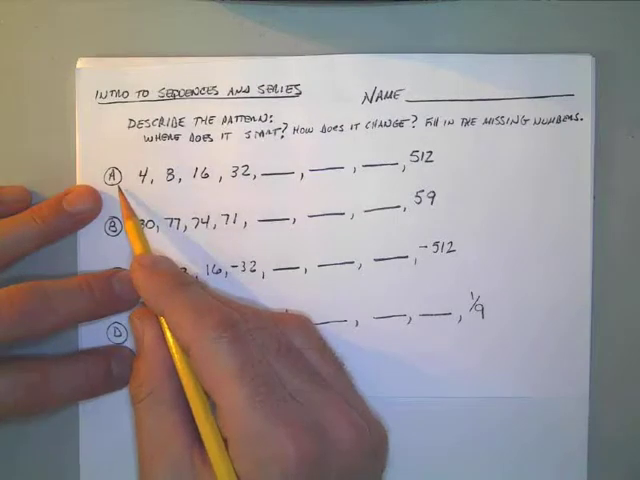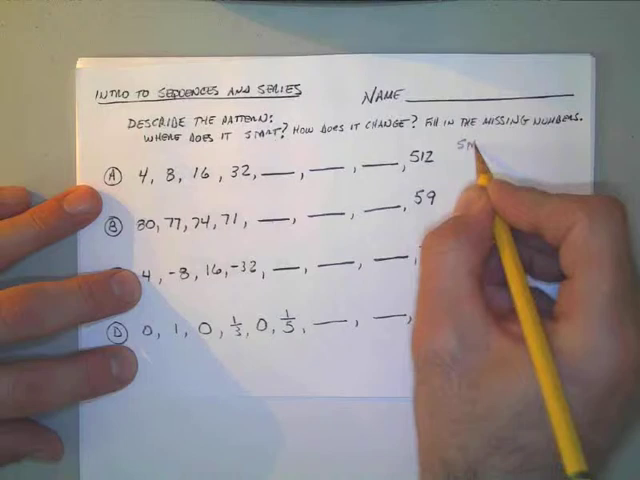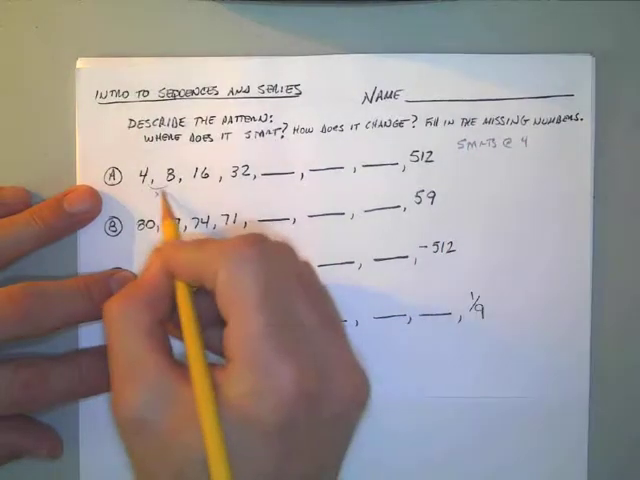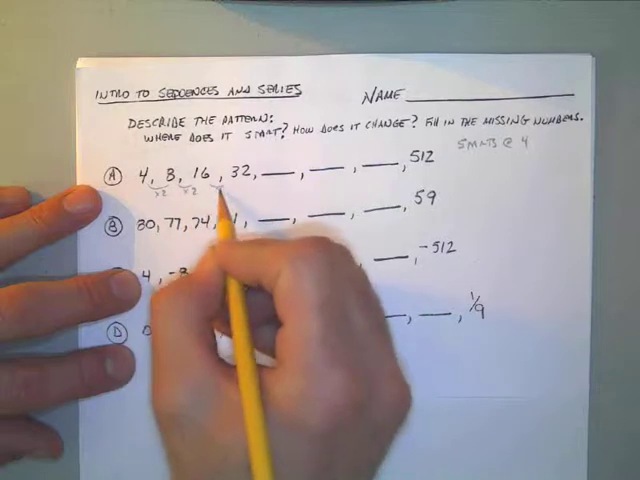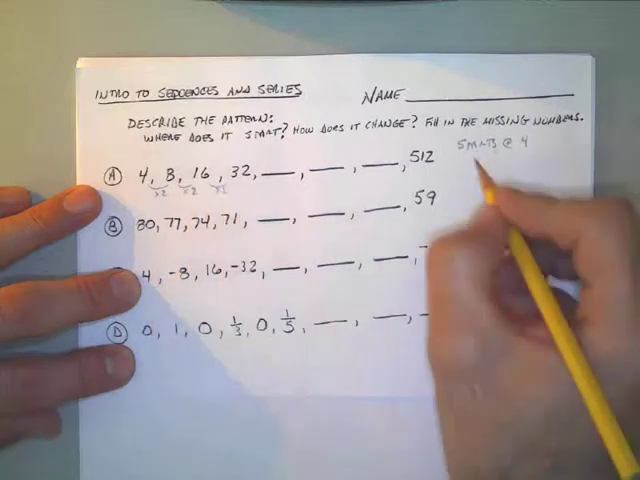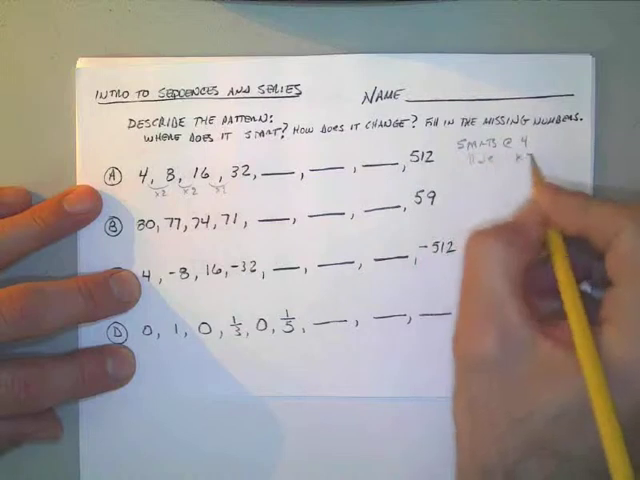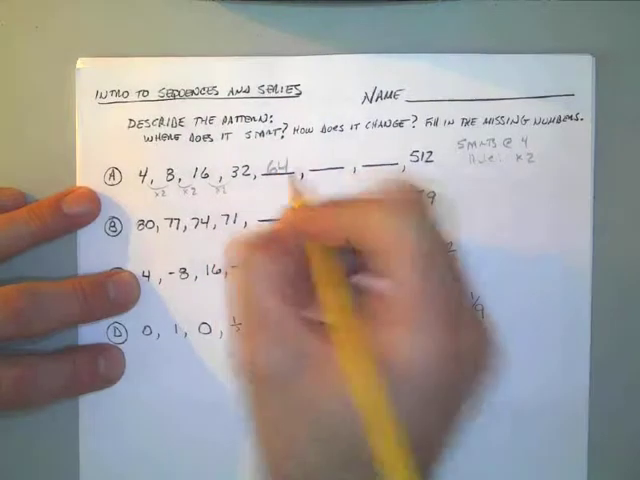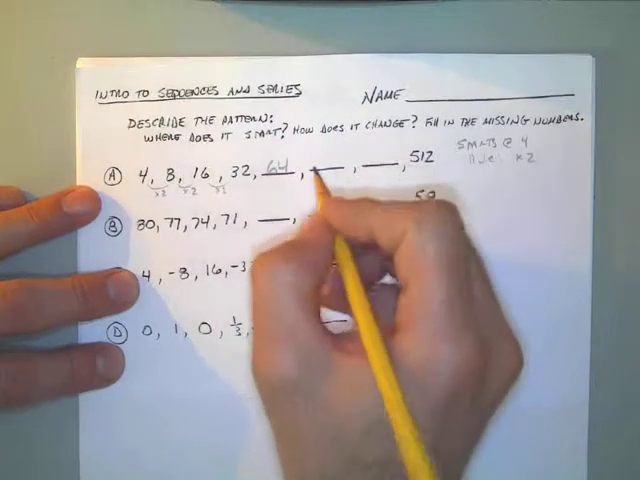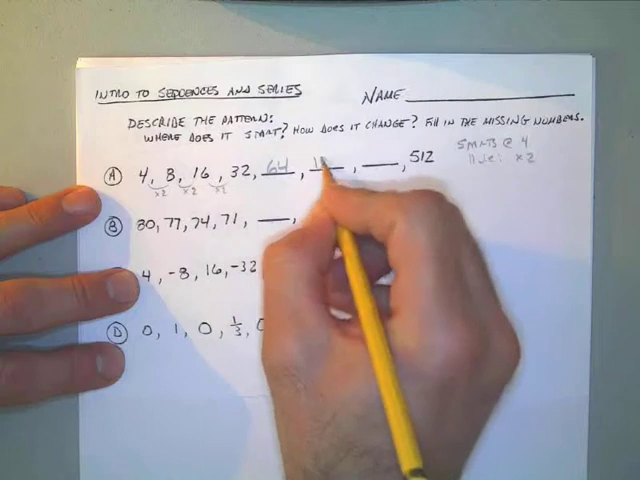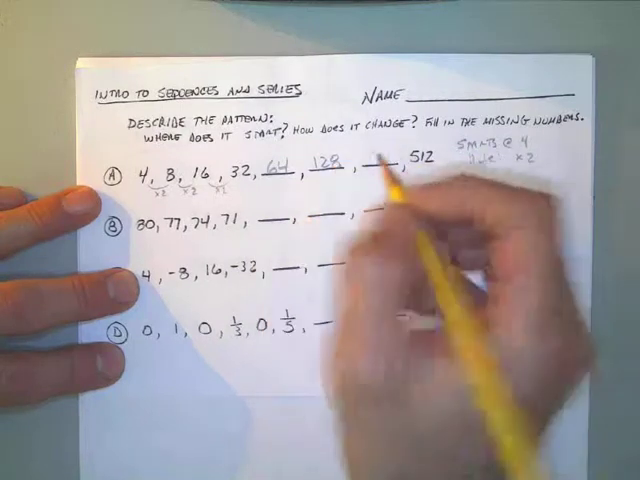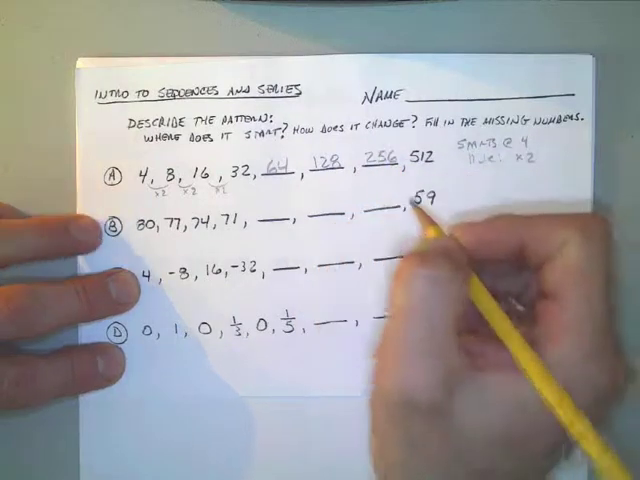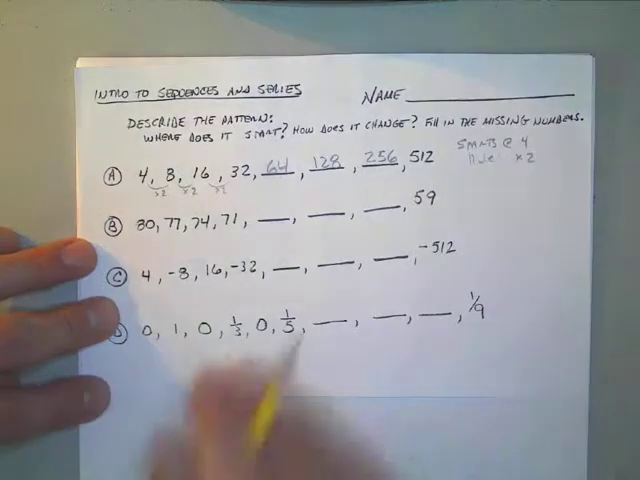Okay, so for sequence A, I see that it starts at 4. And then it looks like it's going times 2 each time. So the pattern or the rule would be times 2. So let's finish filling in the numbers, and I'm thinking 64, and then 64 times 2 would be 128, and then times 2 would be 256. Okay, there's sequence A.